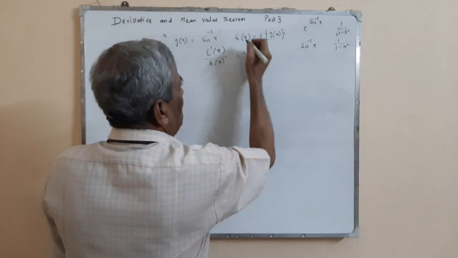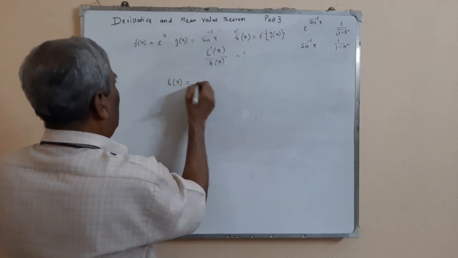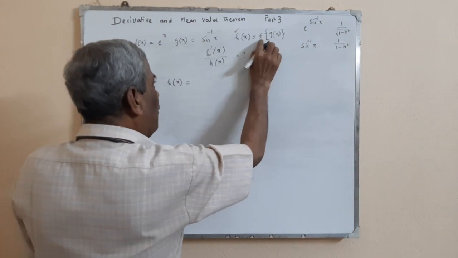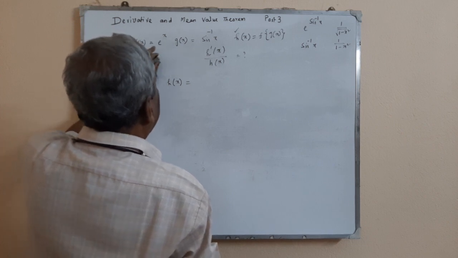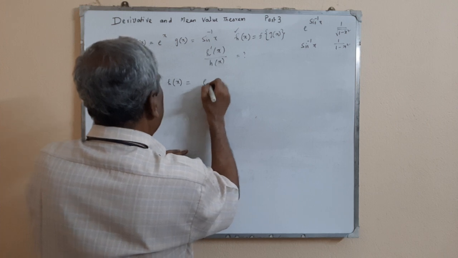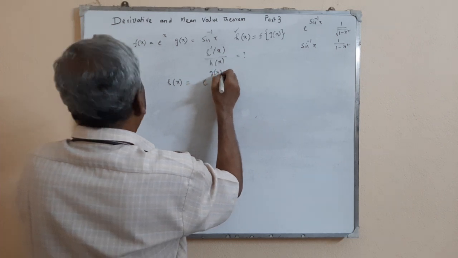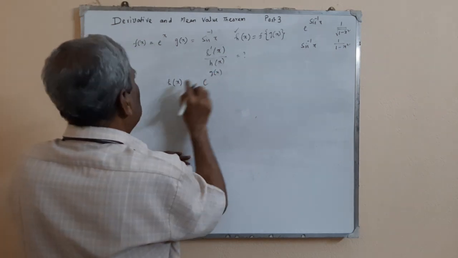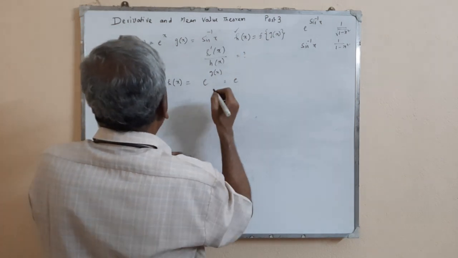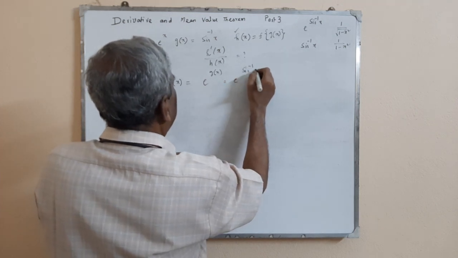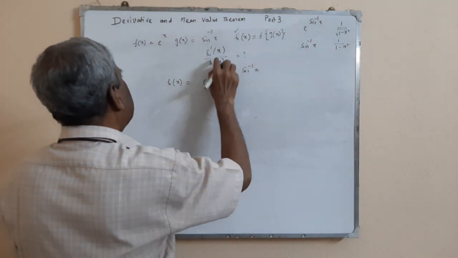Okay, now let us see what is h(x). h(x), originally it is f(g(x)). F function means f(x) is equal to e to the power x. Therefore, it is equal to e to the power, instead of x, it would be g(x). So it is e to the power g(x), which is equal to e to the power sine inverse x. That's because the answer is in terms of h'(x) by h(x).